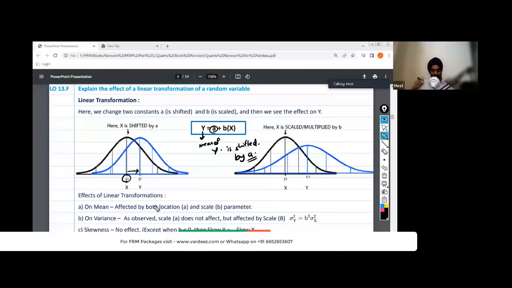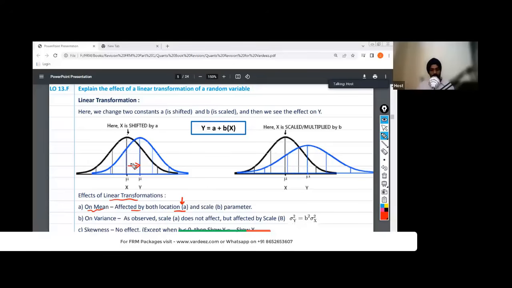Now we don't have to calculate by how much. We just need to understand the effect of a linear transformation. So when we transform x with these two variables, what is the effect on y? That's exactly what we need to find. What is the effect of a linear transformation on a mean? Yes, it is affected by the location parameter, which is a. So it's been shifted. The mean has been moved from here to the next point.